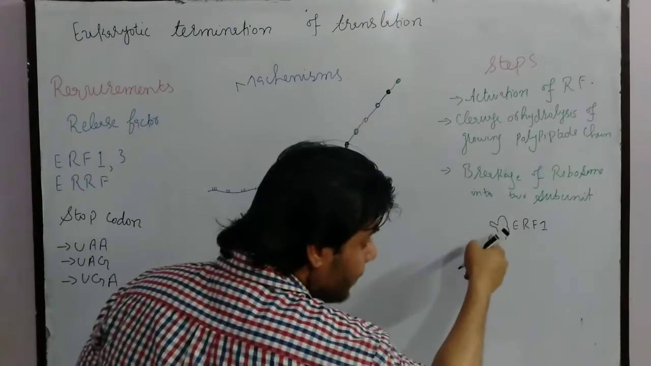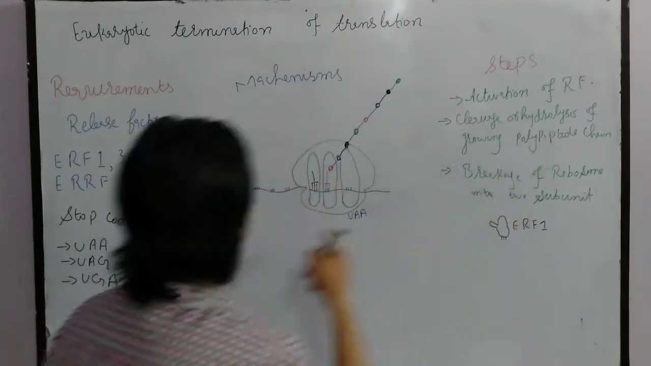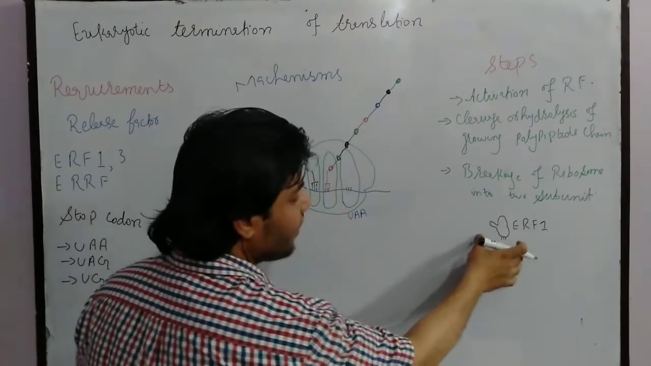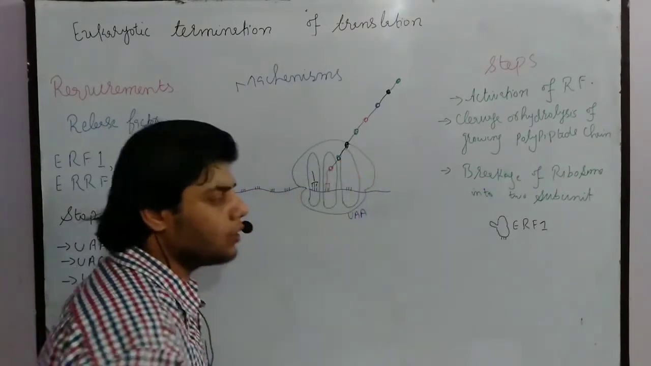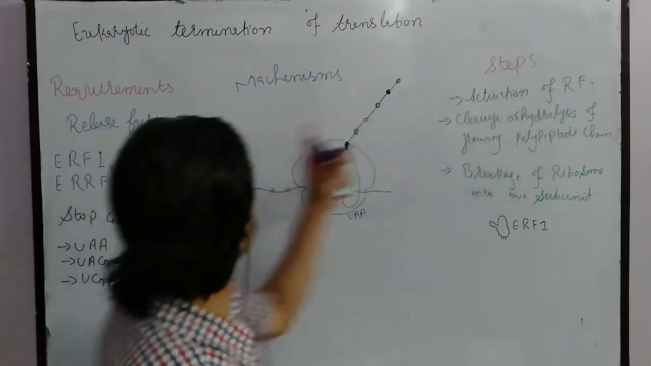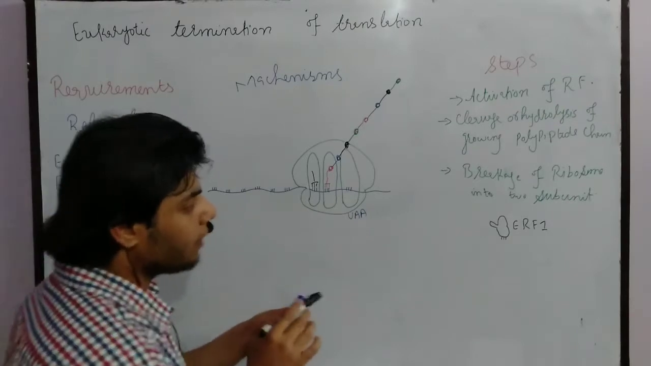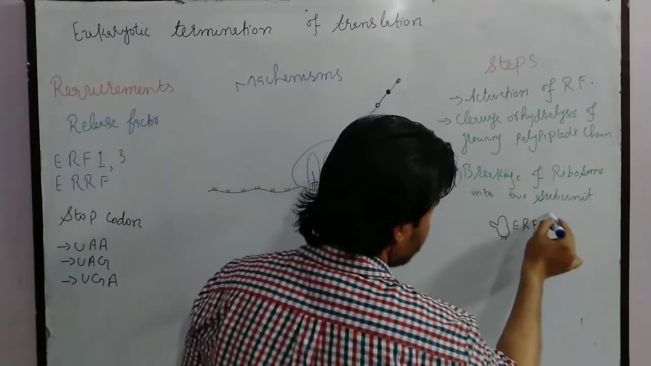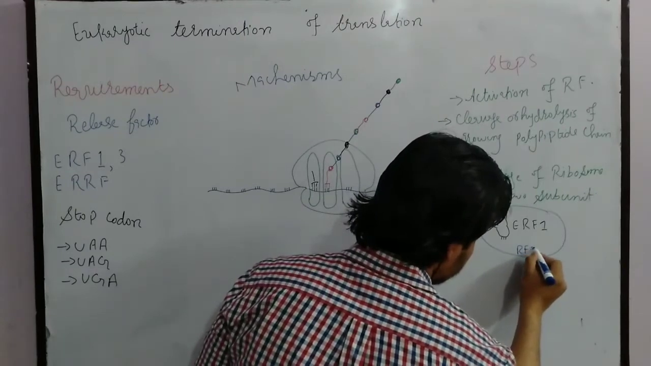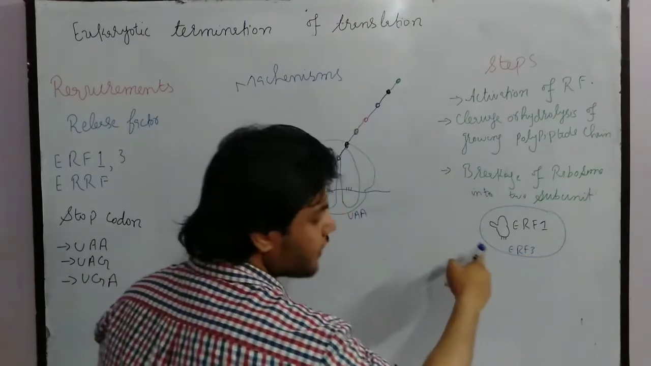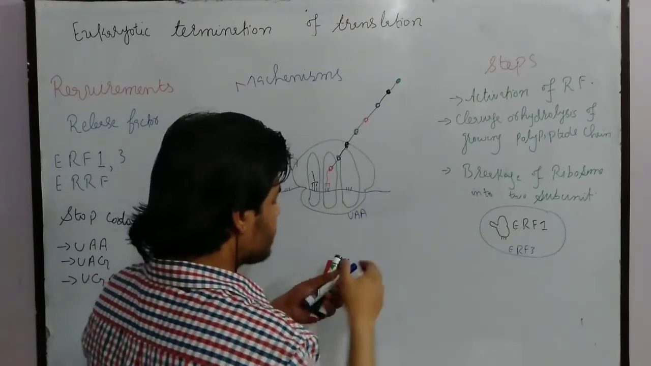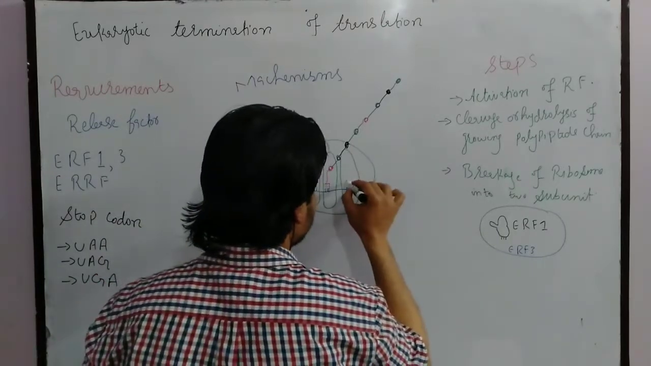It will be brought by release factor 3. It cannot directly move and bind there; the movement is made possible by release factor 3. So release factor 3 will bind here, as you can see. This is, let's suppose, release factor 3. Eukaryotic release factor 3 will bind here, and it will bring release factor 1 to this A site. After that it will bind here.